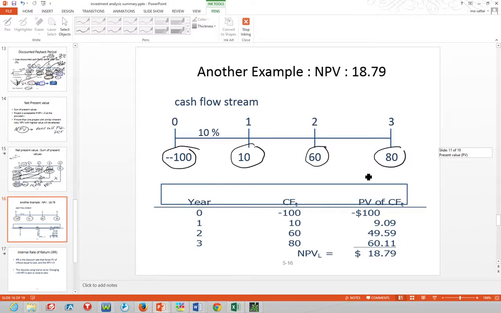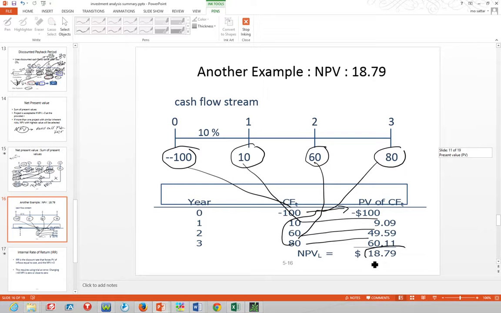And we did the discounting. In this one, I'm showing you the same information, vertically, just for the purpose of the room. So this is my 100, this is my 10, this is the 60, and this is the 80. So these are the numbers. If we discount it again, we get that number. If you recall from the other one, I discount this, I'll get that number. If I discount it, I get this number. If I discount it, I get this number. If I add them up, I'll get 18.79.